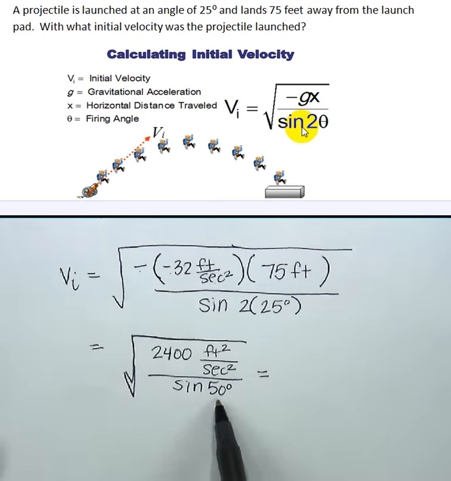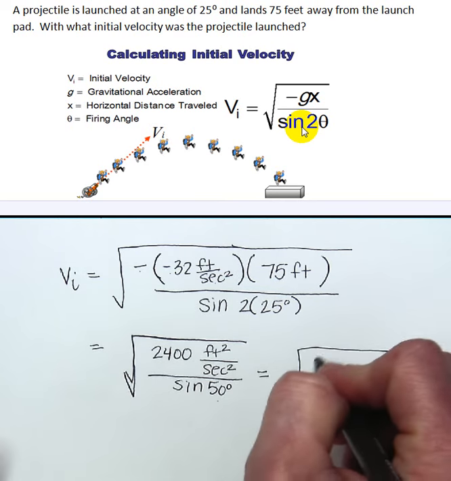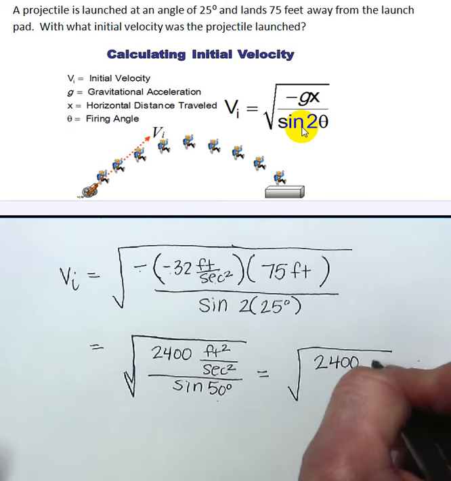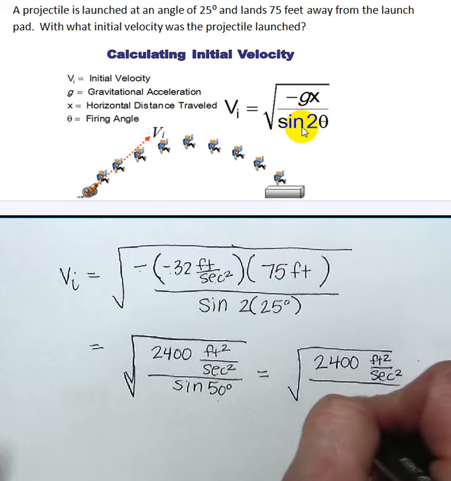In my calculator, the first thing you do before you check the sine of 50 degrees, please be sure that your calculator is in degree mode. If it's in something called rad or radian mode, you're going to get a way different answer. So in my calculator, I find that the sine of 50 degrees is 0.766.